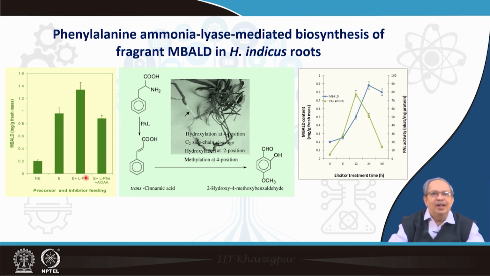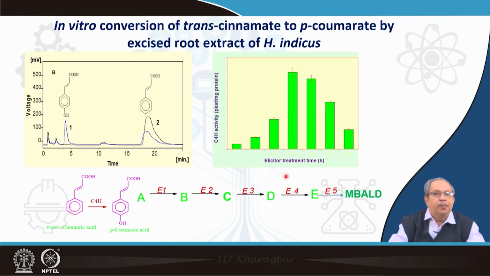Now, under this elicitation plus phenylalanine addition, if you add the PAL inhibitor AOA, aminooxyacetic acid, then what will happen? That competitively binds to PAL and will not allow PAL to function that efficiently, and as a result you see that the product formation is getting suppressed. So, basically this is what is shown here. Next is the reaction which converts cinnamic acid to paracoumaric acid. This is the cinnamic acid, this is the paracoumaric acid. An HPLC method has been devised. This is basically the substrate and this is basically the product.